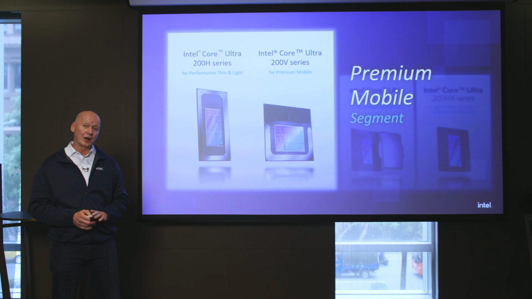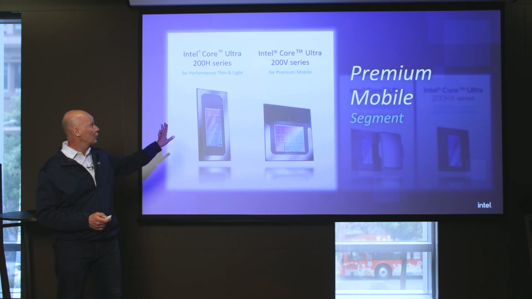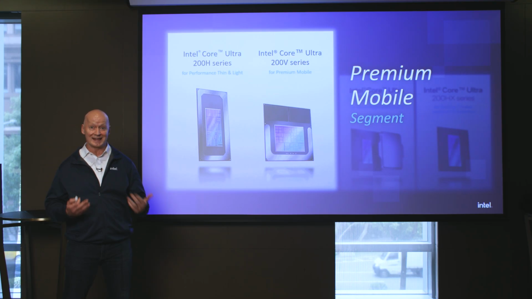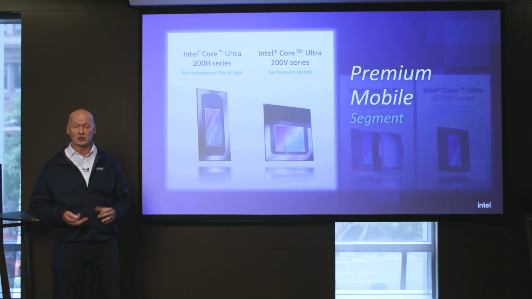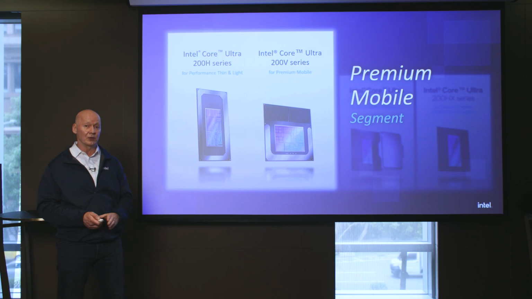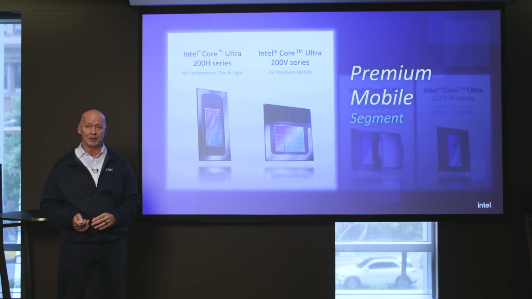Okay, now let's talk about our premium mobile segment. So in premium mobile, these are thin and light systems for consumers. Now we've talked about the Intel Core Ultra 200H series in workstations. A lot of that goodness is fantastic for consumers and commercial client buyers, as well as our 200V series, which is based on the Lunar Lake platform. This delivers stunning power efficiency as well as best-in-class AI compute capabilities.